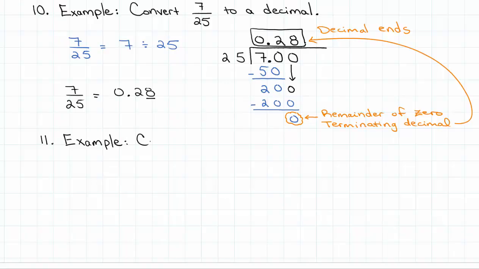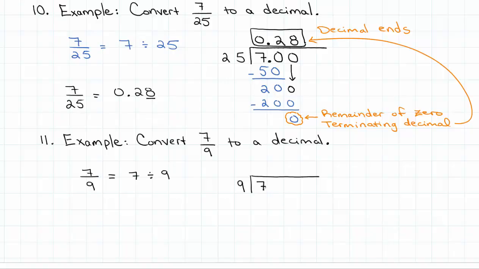Let's convert 7/9 to a decimal. Once again, I'm going to set it up the same way I set up the last problem. So I know that 7 divided by 9 is the same thing here, written this way, 7 divided by 9. And I'm going to write the 9 on the outside. I'm going to write the 7 on the inside.